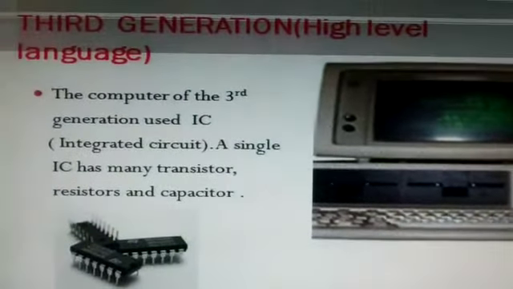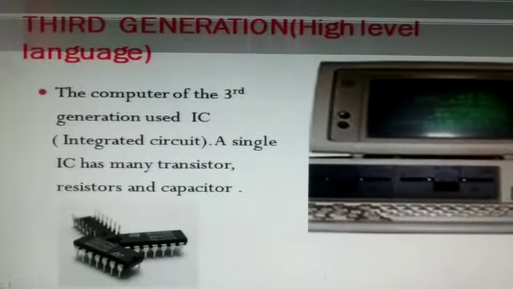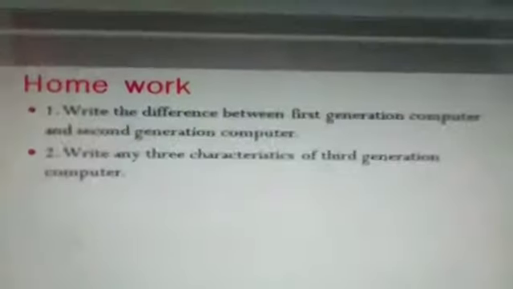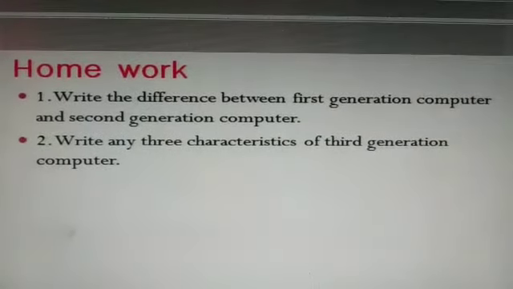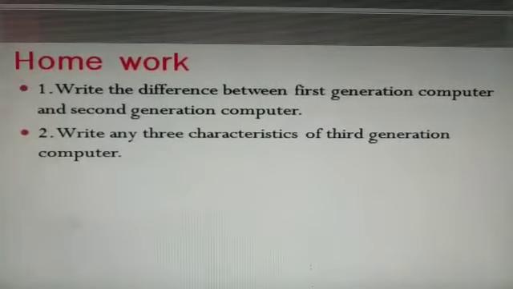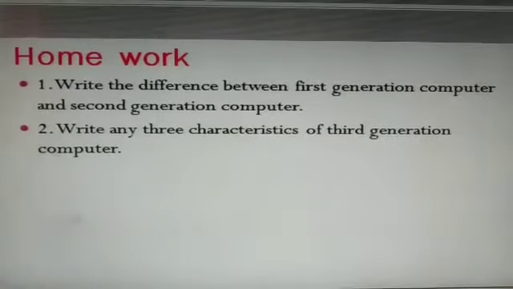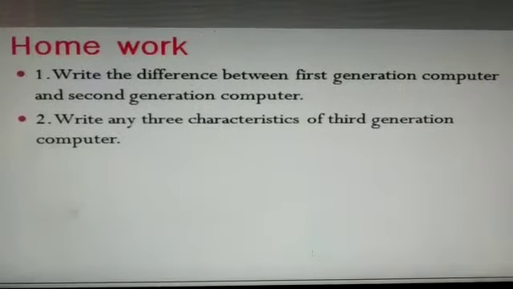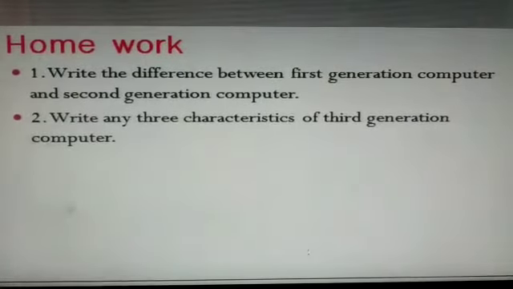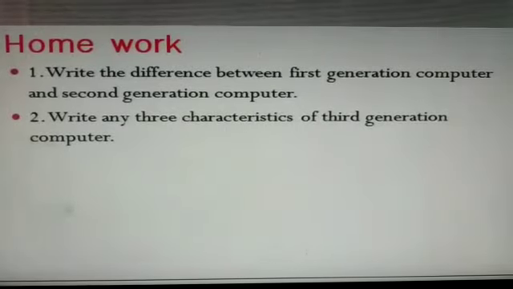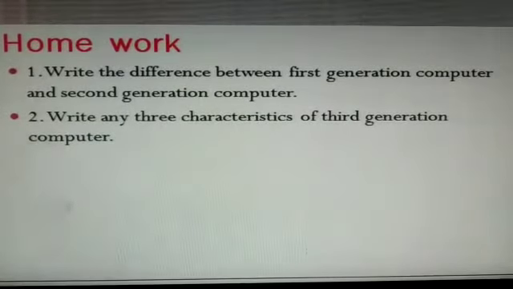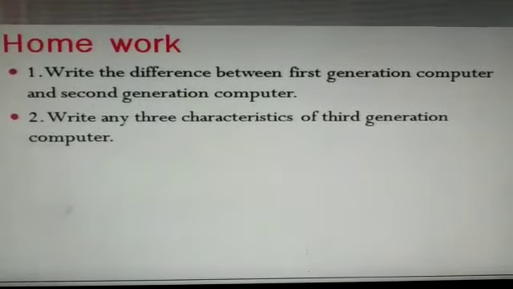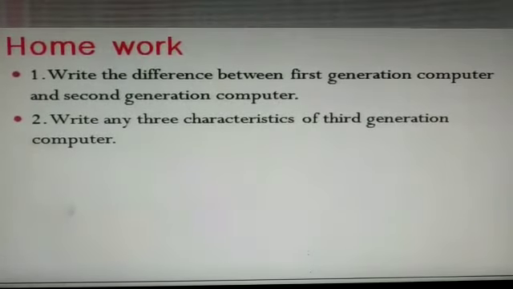Now students, I hope you understand this video. Now it's time for your homework. Your homework is, first, write the difference between the first generation computer and second generation computer, and the second is write any 3 characteristics of third generation of computer. Here you have to make 2 columns. First one is first generation, then second one is second generation computer. Then you have to write the difference, and in the second question write any 3 characteristics of the third generation of computer.